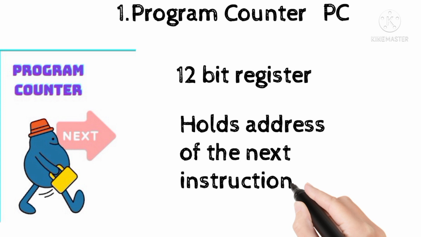First one is the program counter. It is a 12-bit register which is used to hold the address of the next instruction to be executed. Here two points we have to notice. Our PC is mentioning the address, and the second point is that it is mentioning the address of the next instruction, not the current instruction. It is mentioning the address of the next instruction.